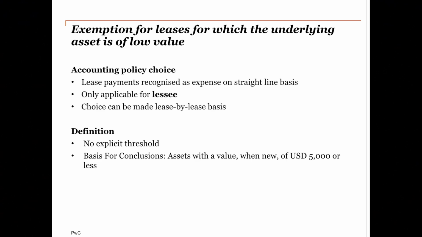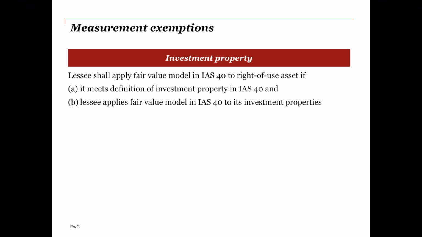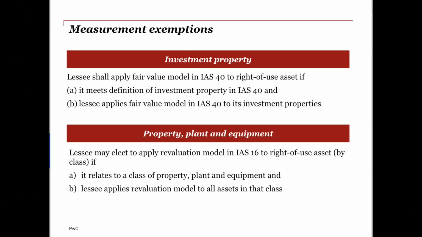Aside from these recognition exemptions, there are also two measurement exemptions. If a right-of-use asset meets the definition of investment property as defined in the Investment Property Standard, IAS 40, and is held to earn rental income, and the lessee has elected the fair value model in the standard, the right-of-use asset shall subsequently be measured at fair value through profit or loss. A right-of-use asset can also be measured at the revalued amount in accordance with the Property, Plant and Equipment Standard, IAS 16, if it relates to a class of property, plant and equipment and the lessee applies the revaluation model to all assets in that class.